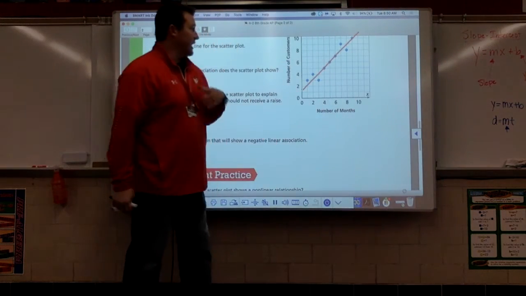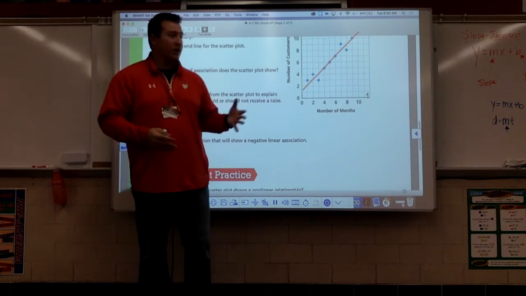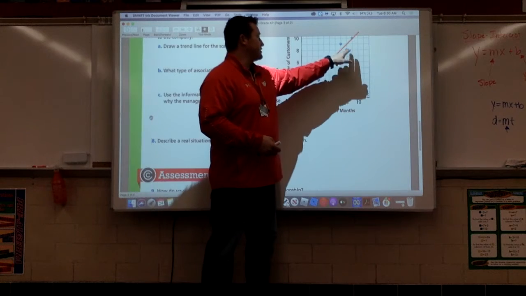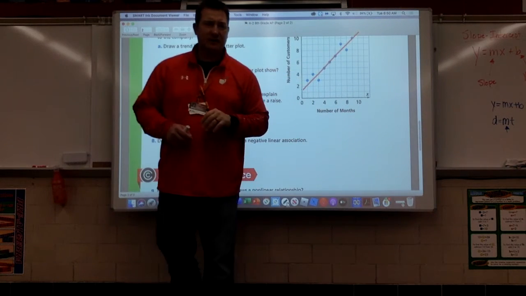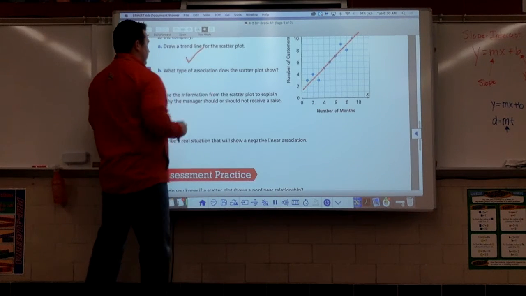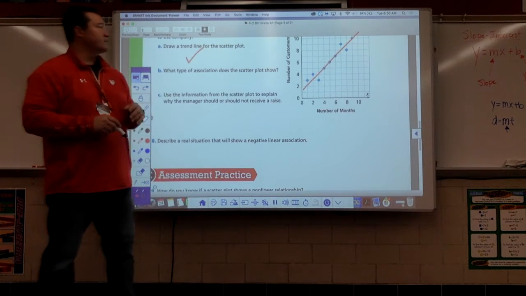Okay? Yes, your trend line is fine if it goes through a couple dots, just like mine did, right? I went through 4 dots. I got 2 below. I got 3 above. Perfect. Draw a trend line. Check.